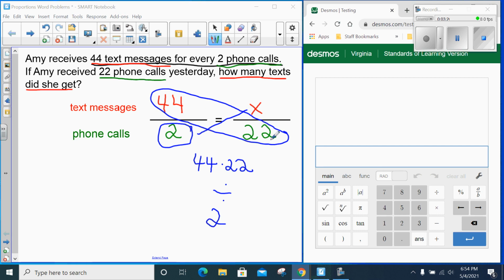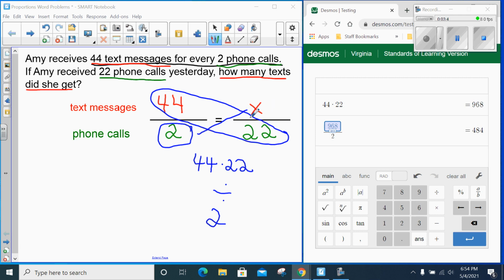Again, we're going to cross multiply 44 times 22, and our answer is 968. So now I'm going to take my answer and I'm going to divide that by 2. I'm always going to divide by the number that's across from X. When I do that, I get that my answer is 484.